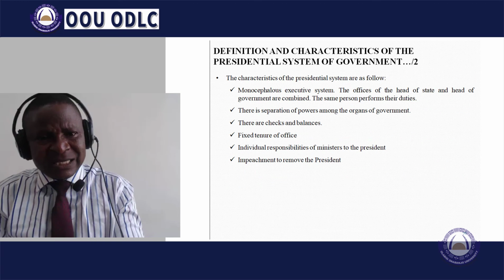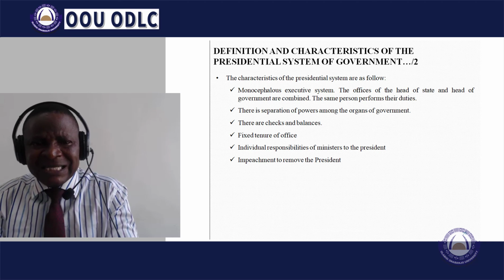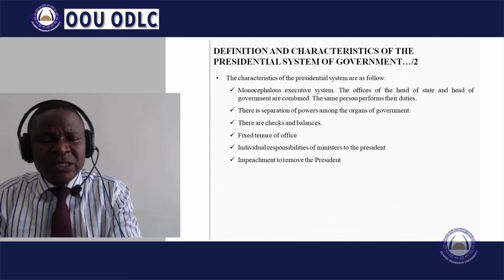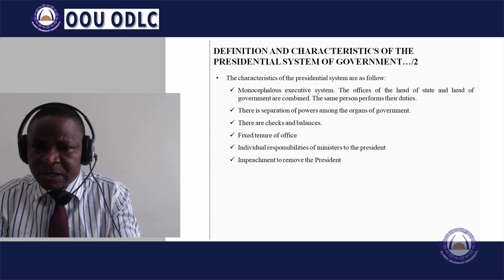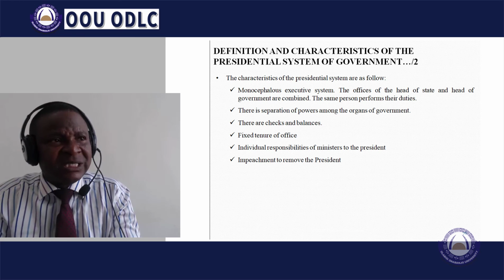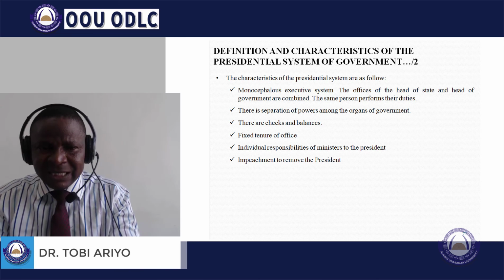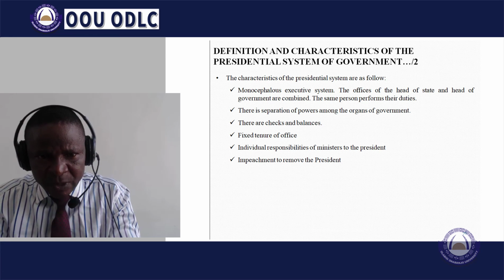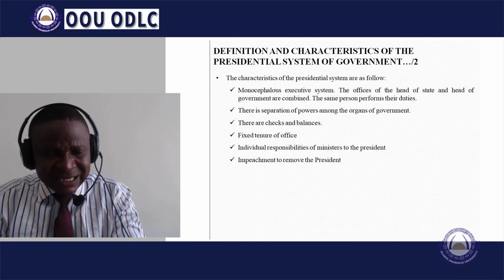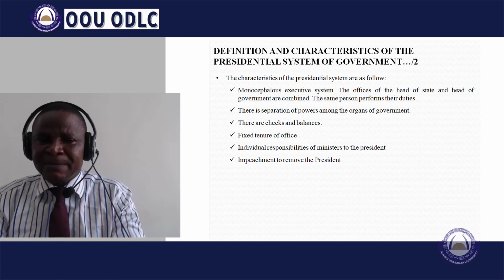What are the characteristics of the presidential system? One, it has a monocephalous executive system. That is to say, the offices of the head of state and head of government are combined. The same person performs both roles. Two, there is separation of power among the organs of government, the executive, the legislature and the judiciary. They are separated. Members of the executive cannot or are not expected to be members of the legislature. Three, there are checks and balances.